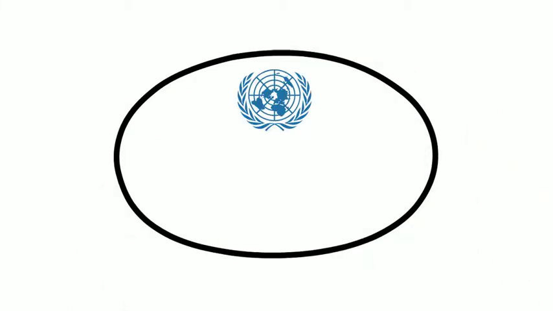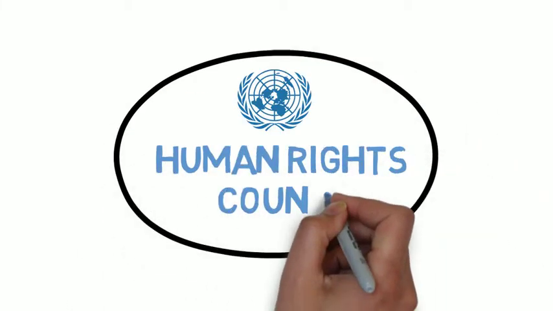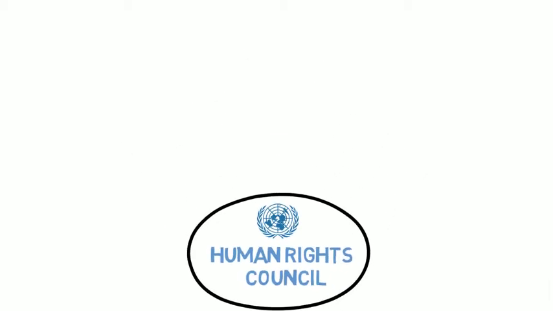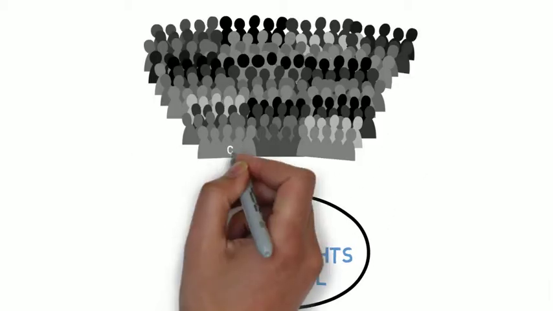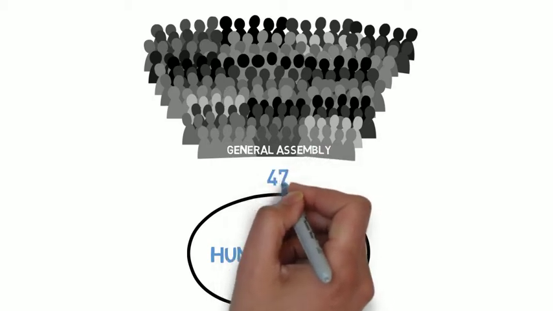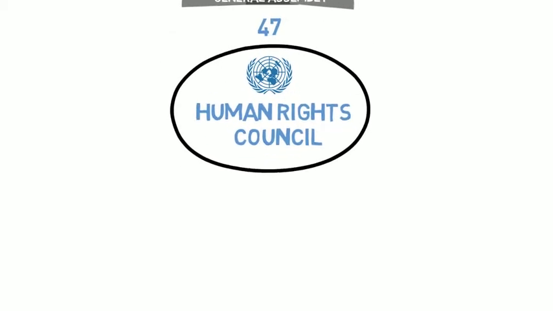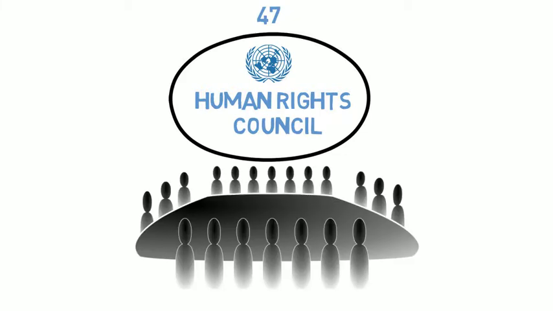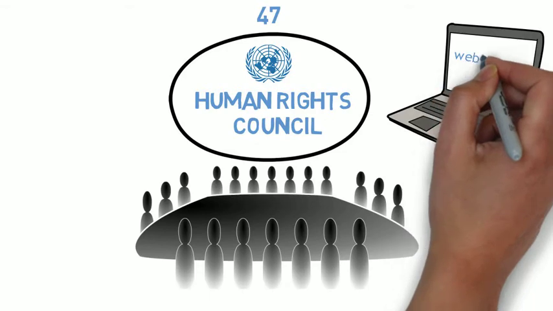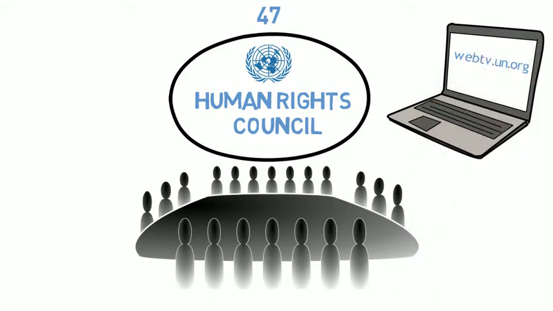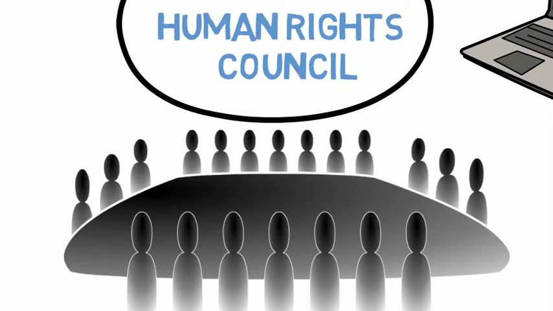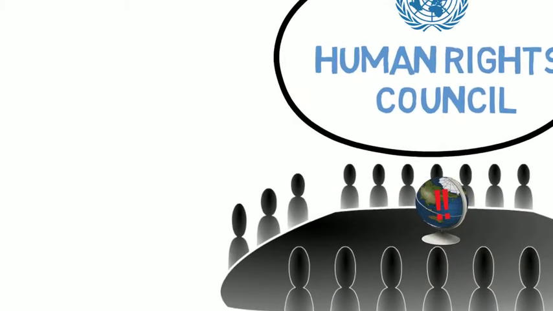The UPR takes place in the United Nations Human Rights Council. The Council has been set up by the United Nations General Assembly, which elects 47 countries to sit on the Council. The Council meets 3 times a year in Geneva, and you can watch the Council's sessions via the web on UN TV. The Human Rights Council's task is to strengthen and promote all human rights in all countries and to address human rights violations.